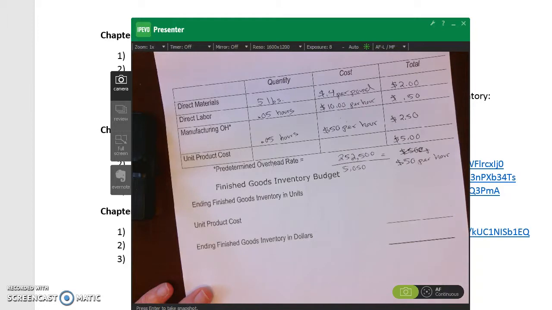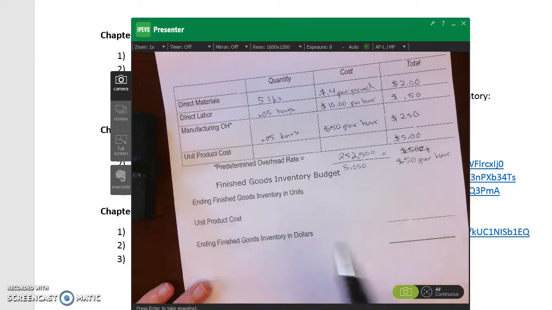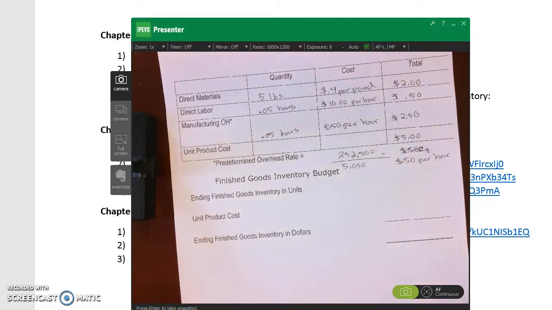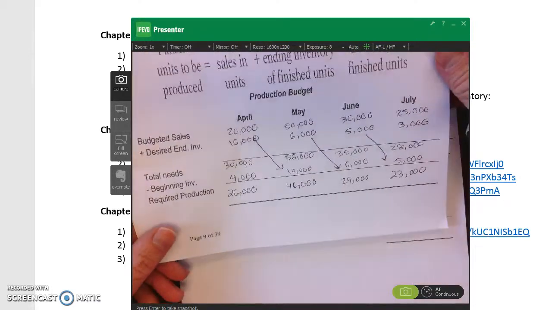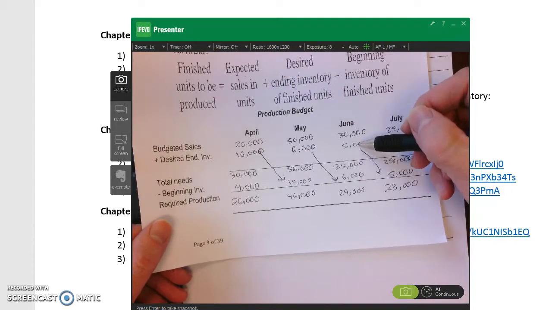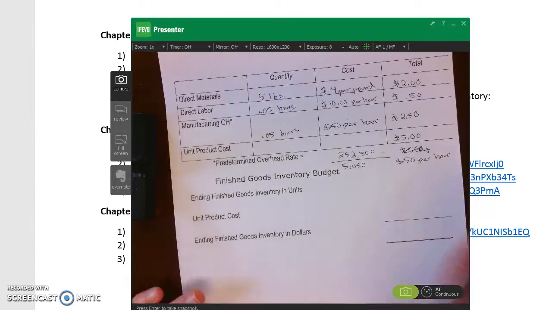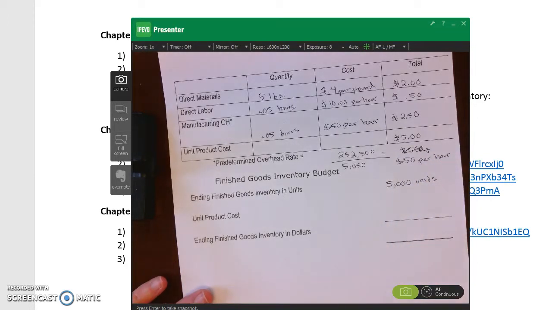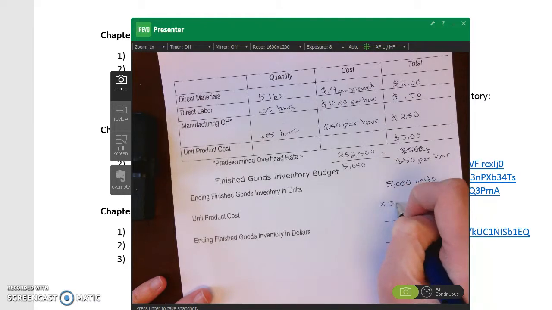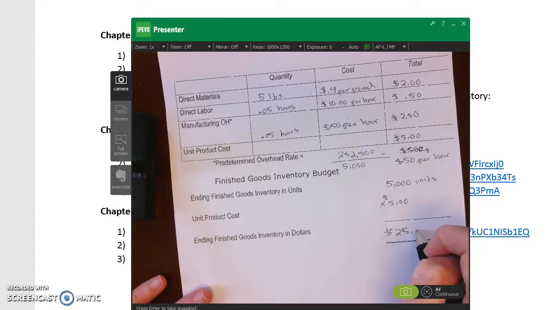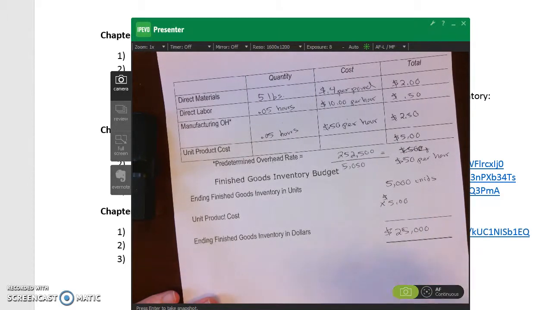Now if you look back at the production budget, let me see if I can find that. Here we go. If I look back at my production budget, what is my ending inventory for the quarter? My ending inventory for the quarter is 5,000 units, because the end of the quarter is the end of June. So I'm going to have 5,000 units in ending inventory at the end of the quarter, and my unit product cost is $5. That means the value of my ending inventory is $25,000.